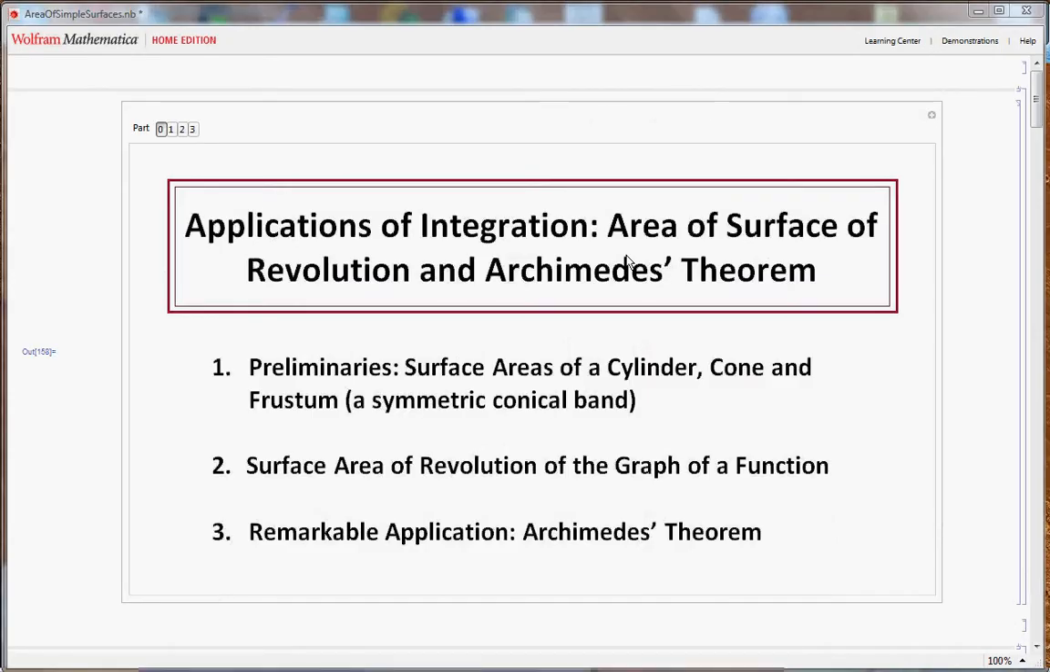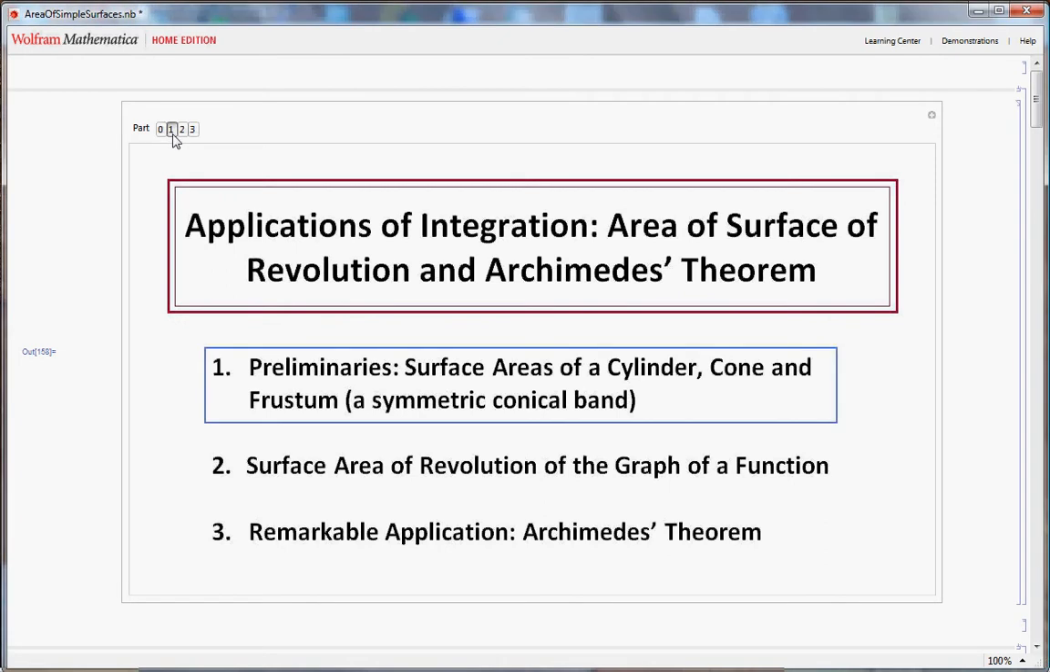Hello everyone, welcome to the first part of the presentation about areas of surfaces obtained by rotation of graphs of functions. This presentation is divided into three parts, and namely in the first part we will use elementary methods to derive the formulas for the surface areas of a cylinder, cone, and a section of a cone called frustum.